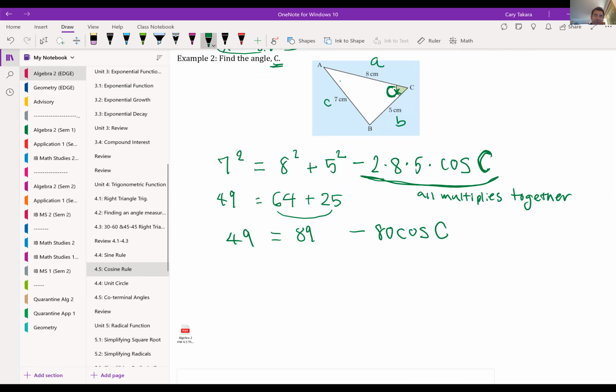Okay. Multiplied together. Now, what can we do next? Are you following this? Can we subtract the 89? 89 is floating by itself, right? So we can get rid of that. So we've got, what is that? Negative 40 equals negative 80 cosine of, can we just put x? I would rather just put x there.